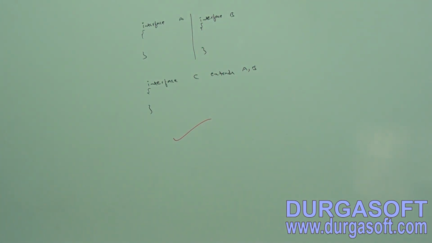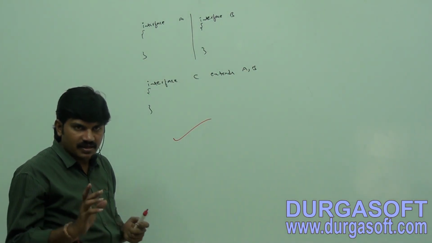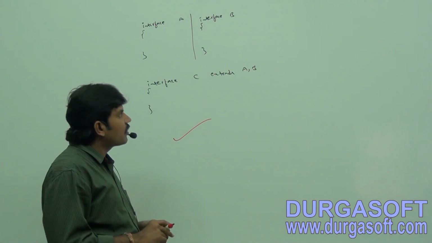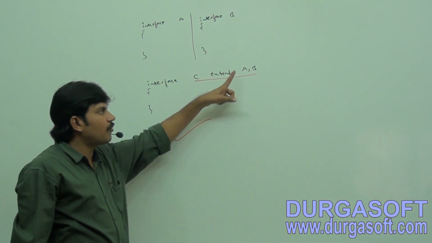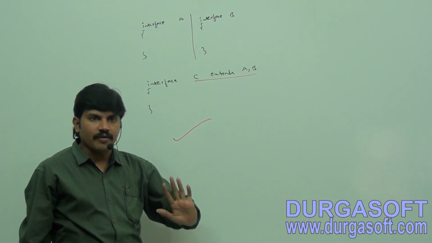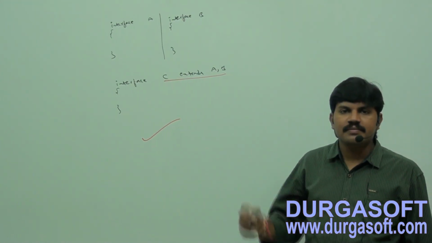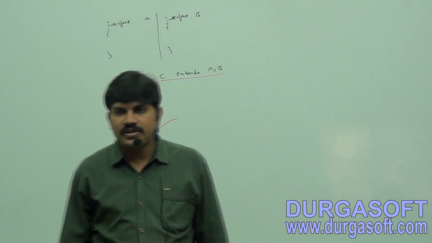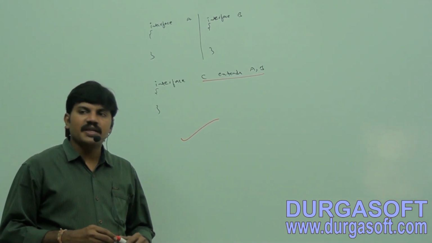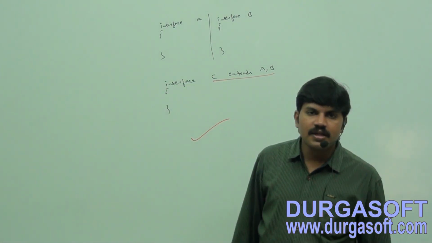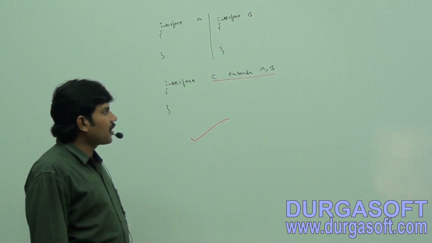An interface can extend any number of interfaces simultaneously. That's why Java provides support for multiple inheritance with respect to interfaces. Are you getting it? Not required to worry. Note: an interface can extend any number of interfaces simultaneously.